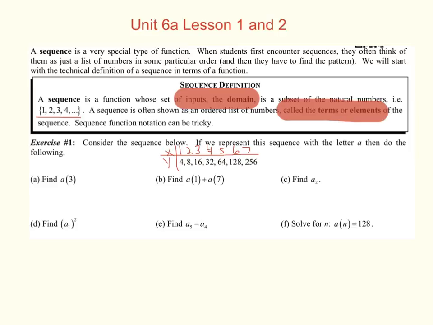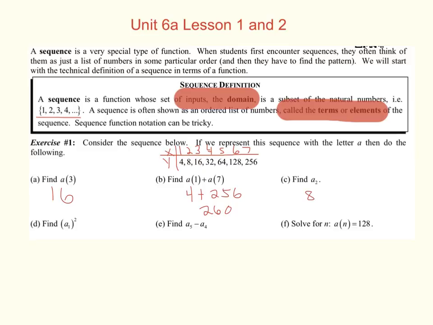So, question A says find a sub 3. I'm going to come on over here to a sub 3, and what is it? I hope you can tell me that it's 16. Then we're going to find a sub 1, which is, I hope you can say, 4, plus a sub 7, which is 256. I'm going to add those together because that's what it says to do, and I'm going to get 260. Then it says find a sub 2, which is 8.